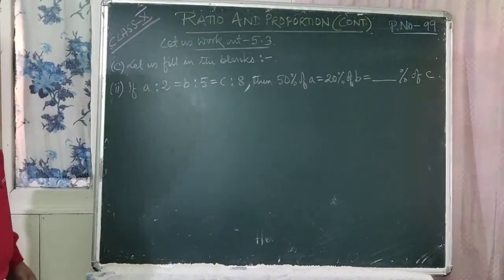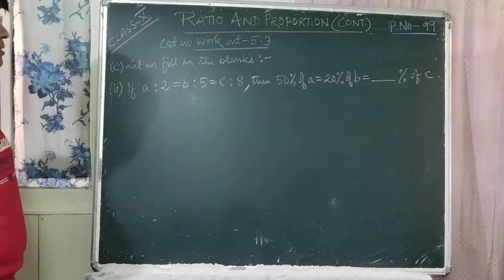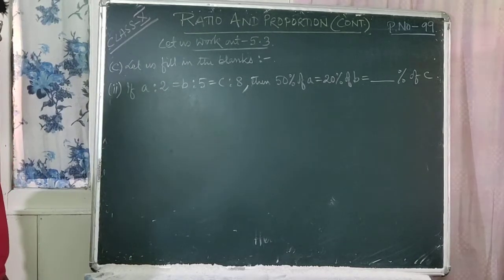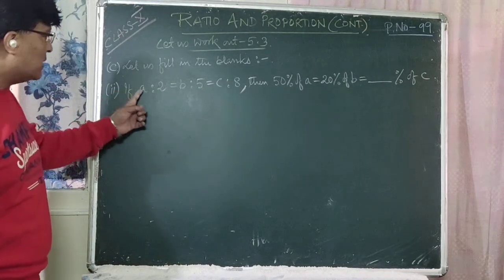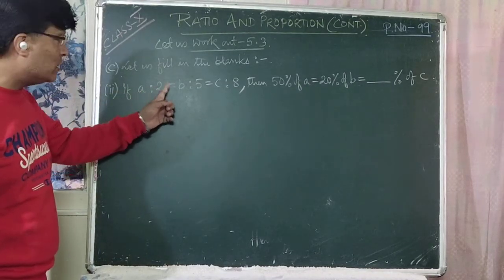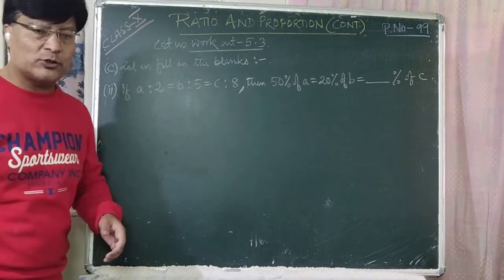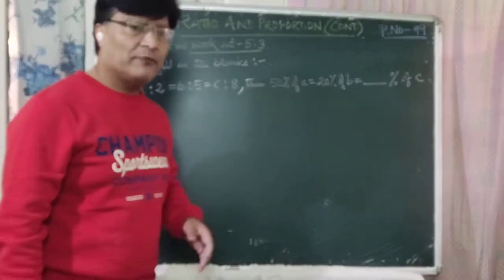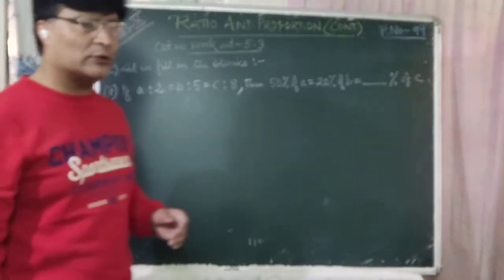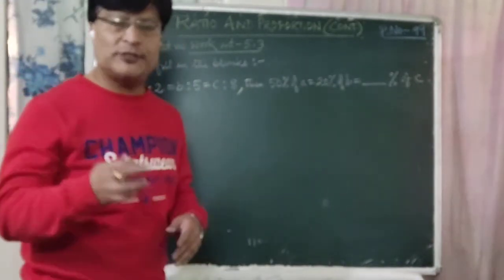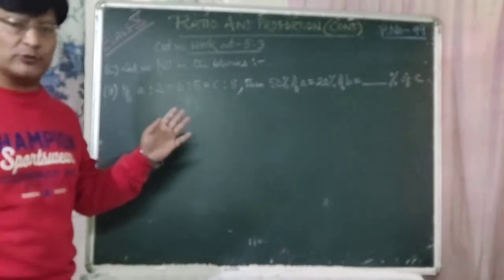Now we will do the next question, that is number 2. Here also let us fill in the blanks. If A is to 2 is equal to B is to 5 is equal to C is to 8, then 50% of A is equal to 20% of B is equal to dash percent of C. Let us fill in the blanks here also.